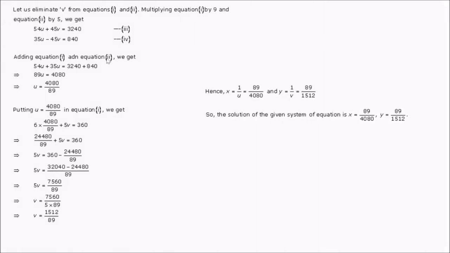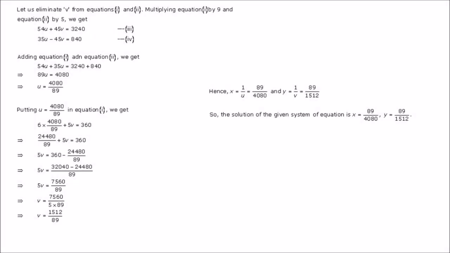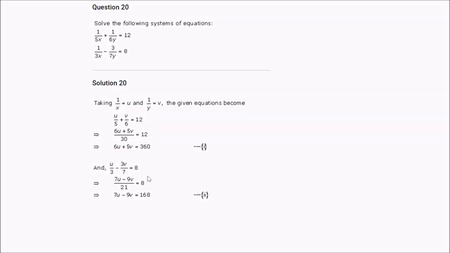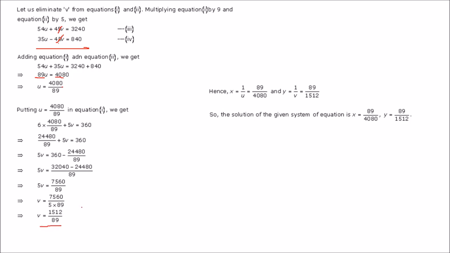You know how to solve this. You can just multiply these equations, just to make one term equal, like we did previously, multiplying by 9 and 5. Now just add them, and it cancels. 54 plus 35 is 89, 3240 plus 840 is 4080, so u is equal to 4080 by 89. Now put this u in any of these equations, and you will get v equal to 1512 by 89.